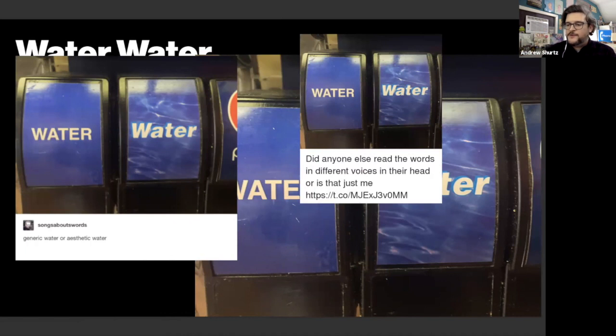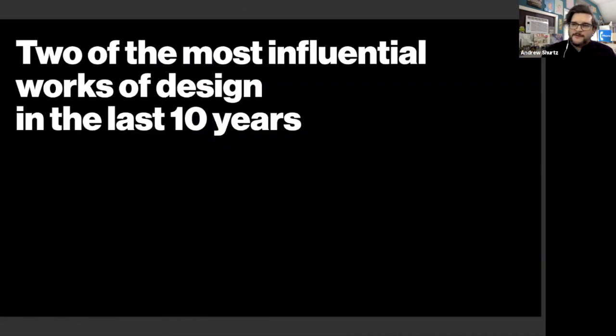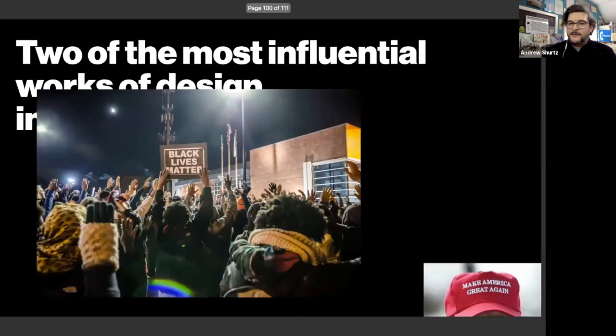These examples I've been showing are all works that we'd usually describe as minimal or possibly modernist in a class critique, but it doesn't really feel like they fit those categories. And they also make me think of what I think of as two of the most influential works of design in the last 10 years, namely Black Lives Matter signage and MAGA hats, Make America Great Again.